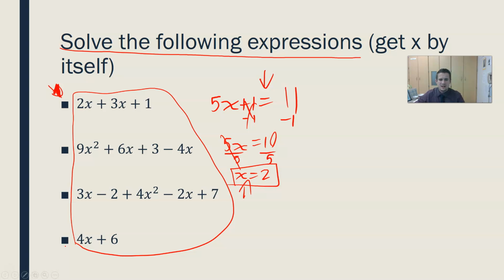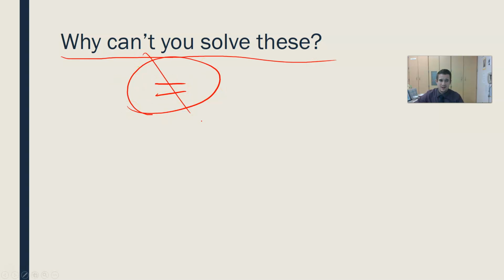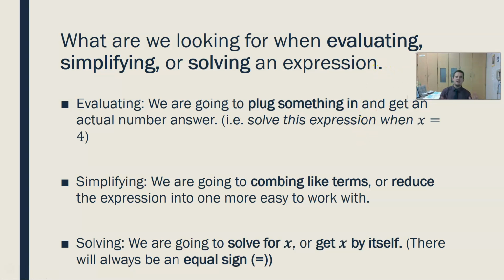So what do I call it when I'm trying to combine these like terms together? What can I do with these expressions? Well, that's what we're going to talk about. Again, the reason why I can't solve those expressions is there's not an equal sign. If there is an equal sign and therefore two sides of an equation, then I'm going to be able to solve or get x by itself. So, when I'm looking at mathematical expressions, what am I looking for when I'm evaluating, simplifying, or solving an expression?